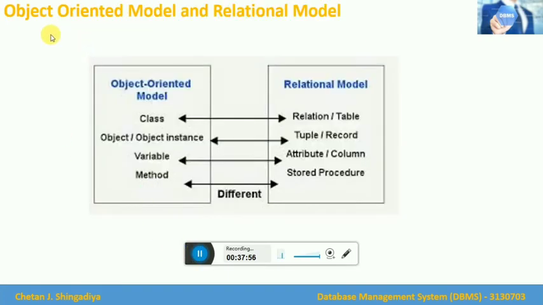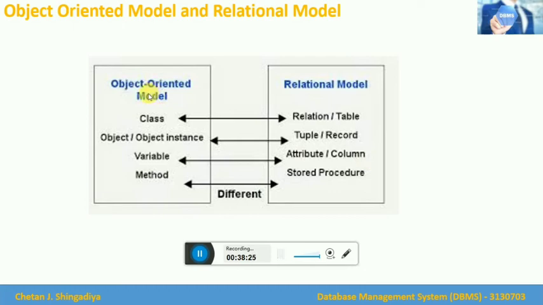Now let us compare the object oriented DBMS model with respect to relational model. If it is object oriented, then we have a class. If it is relational, then we have a relation or a table. If it is object oriented, then we have an object or object instance. If it is relational, then we have a tuple or record. If it is object oriented, then we have a variable. If it is relational, then we have an attribute or column.